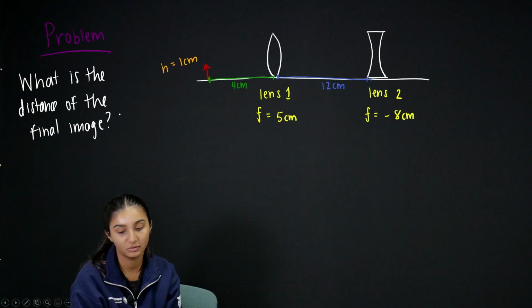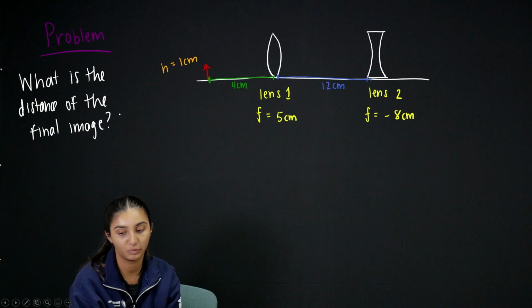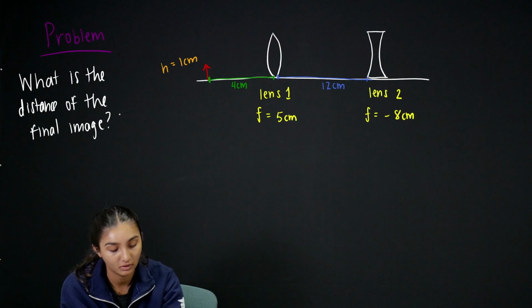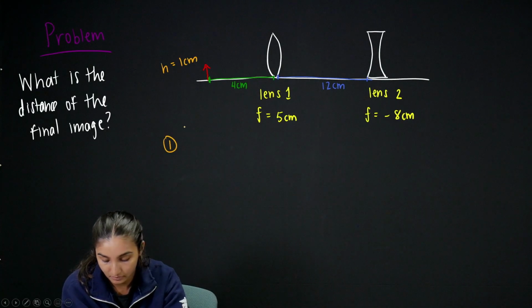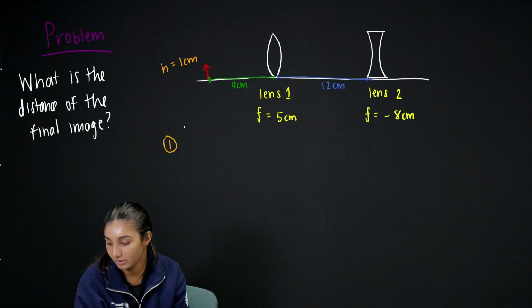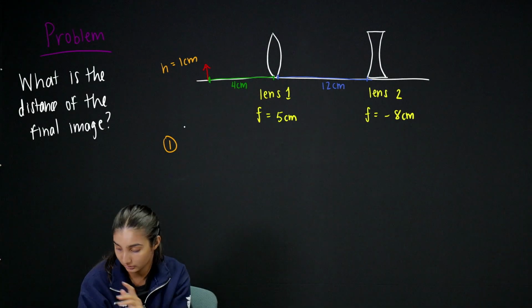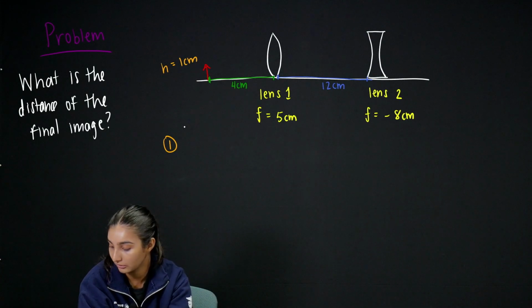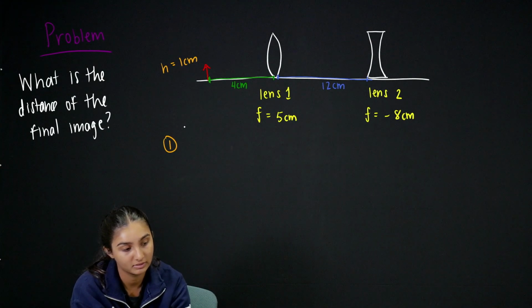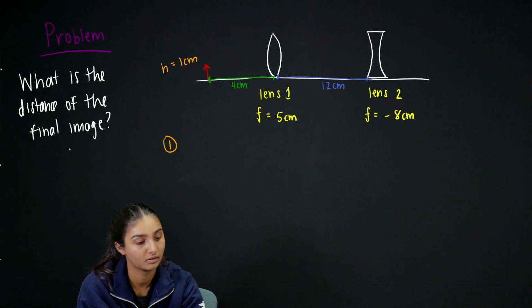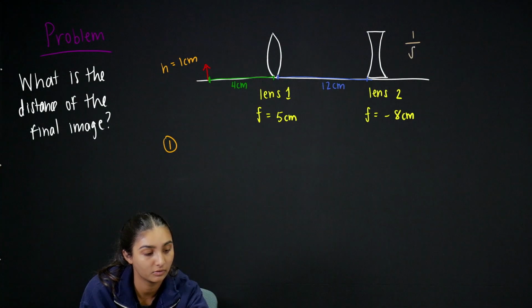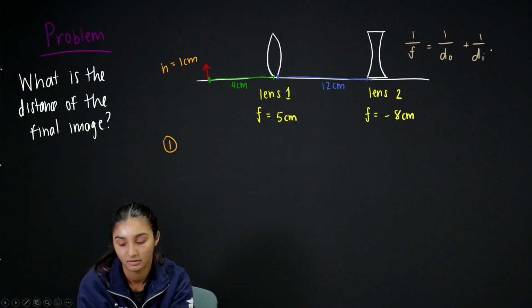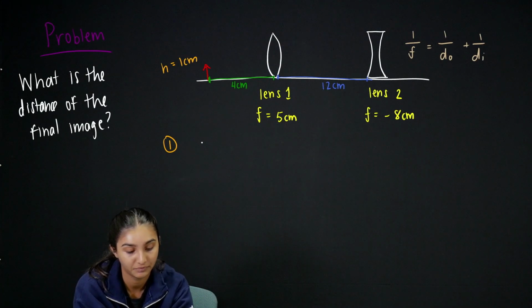So I think the easiest way to answer this question is to break it into parts. So part 1. For part 1, we'll focus on lens 1. And we're going to use that same equation that we looked at earlier, which was, I'm going to write it over here, 1 over focal length equals 1 over distance of object plus 1 over distance of image. So we're going to look at that equation.